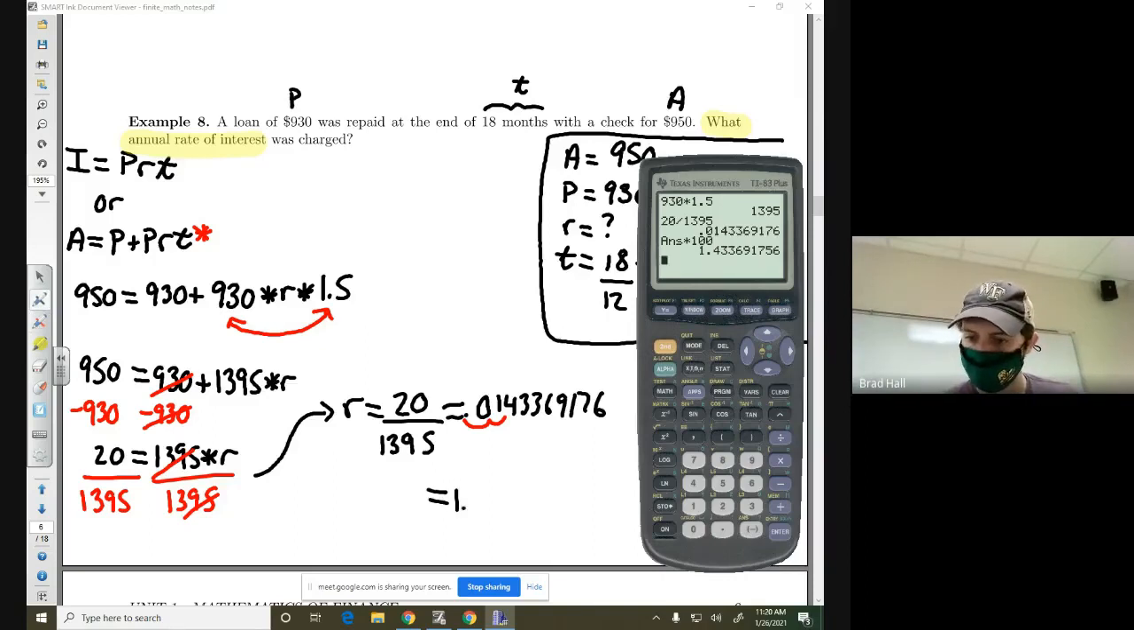So that would be 1.43, and that's the two decimal places we want to use. And this is a percent. Before it was not a percent, but now it's a percent. And this would be our final answer, 1.43%, which is a very generous interest rate. You will not see this in the real world.